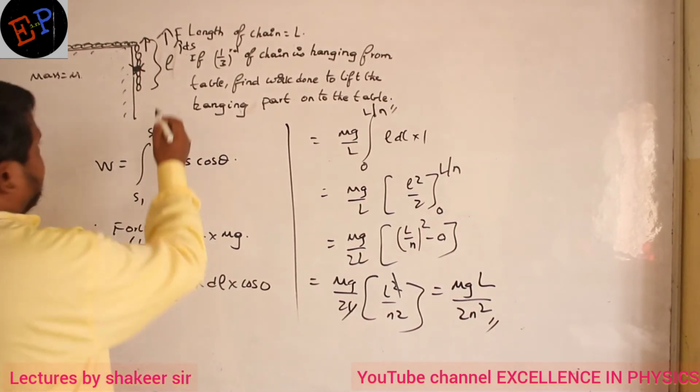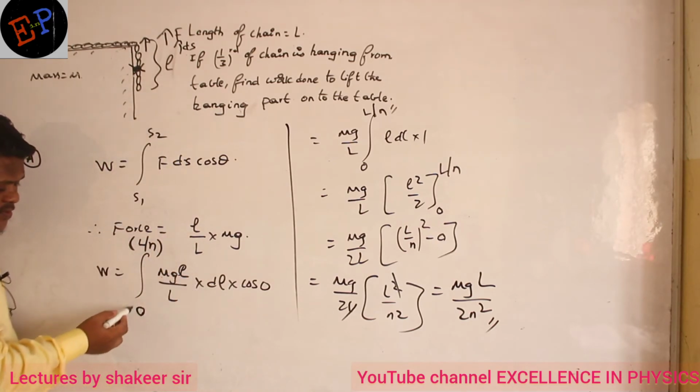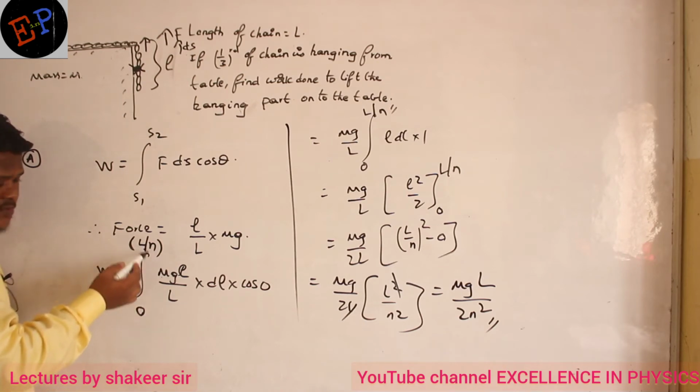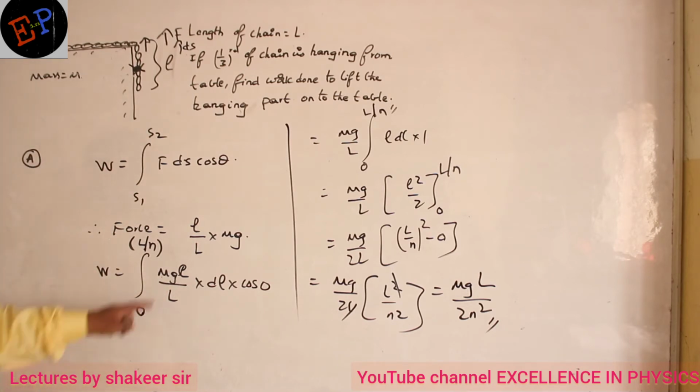Hanging length small l. For small l only we are taking the limits. First I have to pull 0. I will start from 0. Then I will pull up to L by N. So what is small l here? Small l varies from 0 to L by N. L is a variable here.